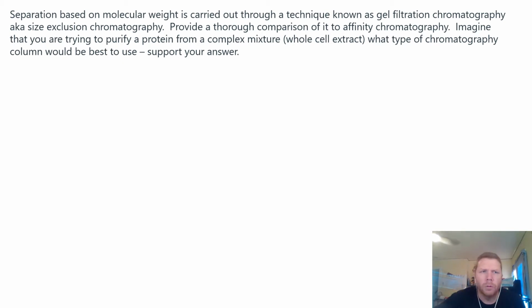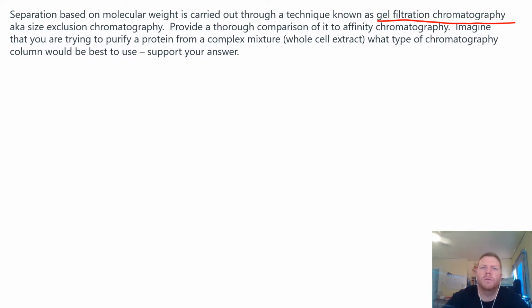All right, so here we are working on the third question of the exam. The third question reads, separation based on molecular weight is carried out through a technique known as gel filtration chromatography, aka size exclusion chromatography. Provide a thorough comparison of it to affinity chromatography.